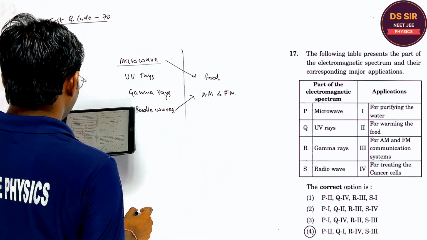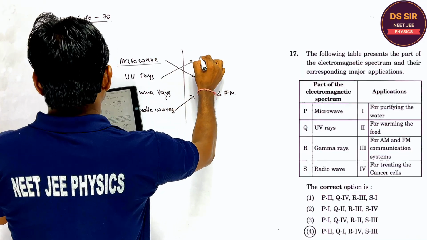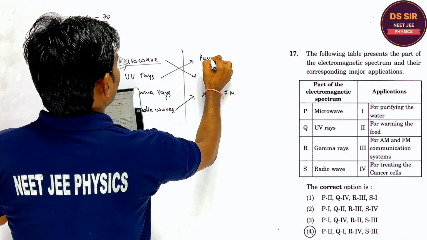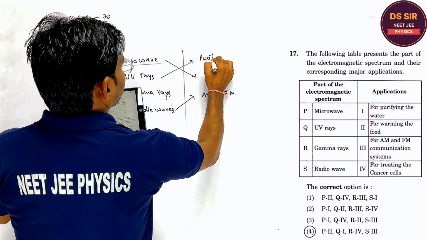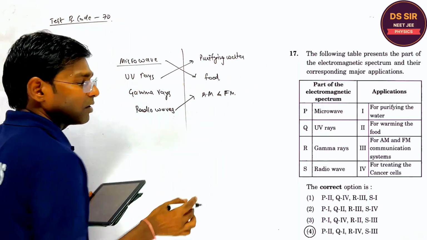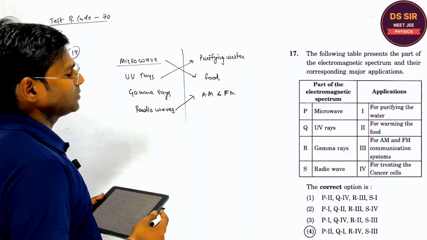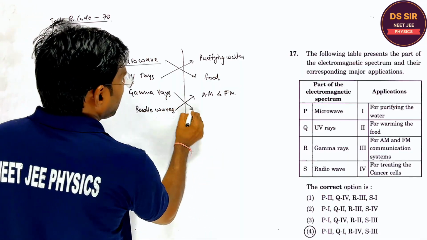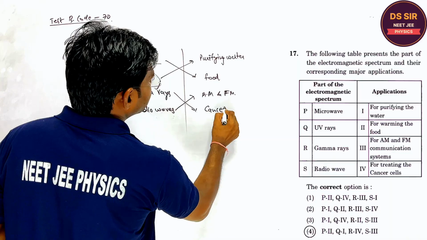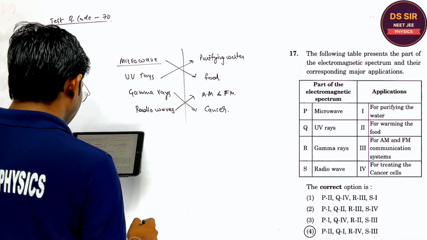And therefore the ultraviolet rays are for purifying the water. UV ultraviolet rays technology is coming in your water purifier. And gamma rays are used for cancer treatment, right? So which option is the correct option?